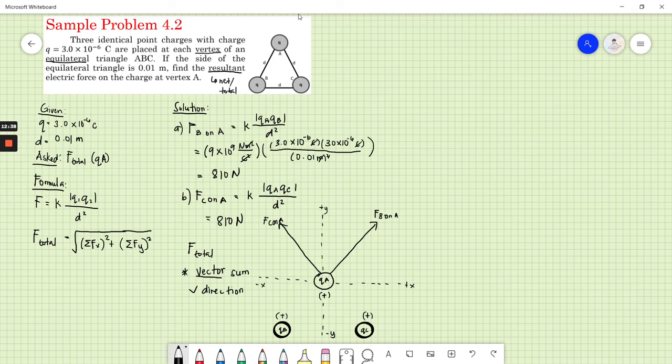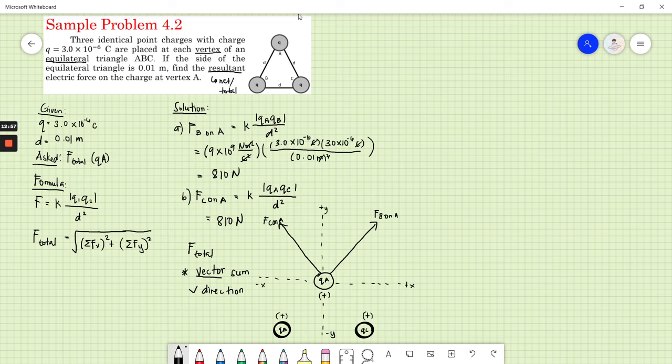So how are we going to find the vector sum? This is where we have to go back to our discussion of, if you guys remember, vector addition. What we have to do is find the components.